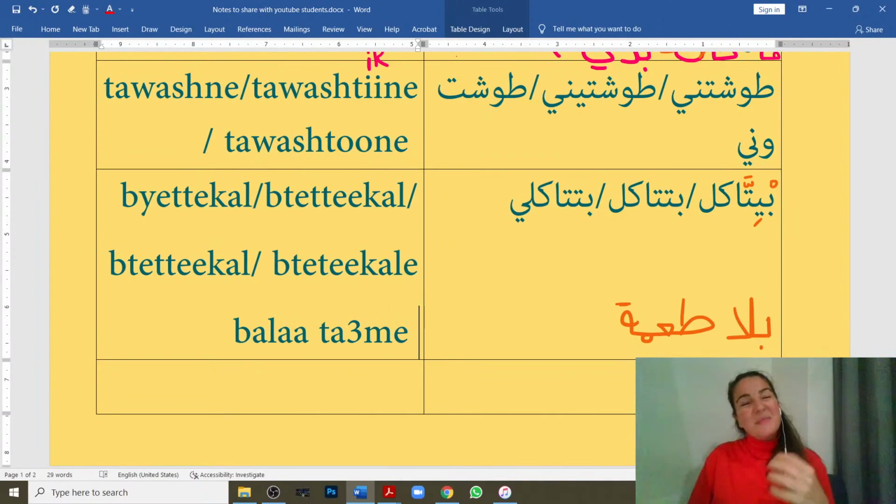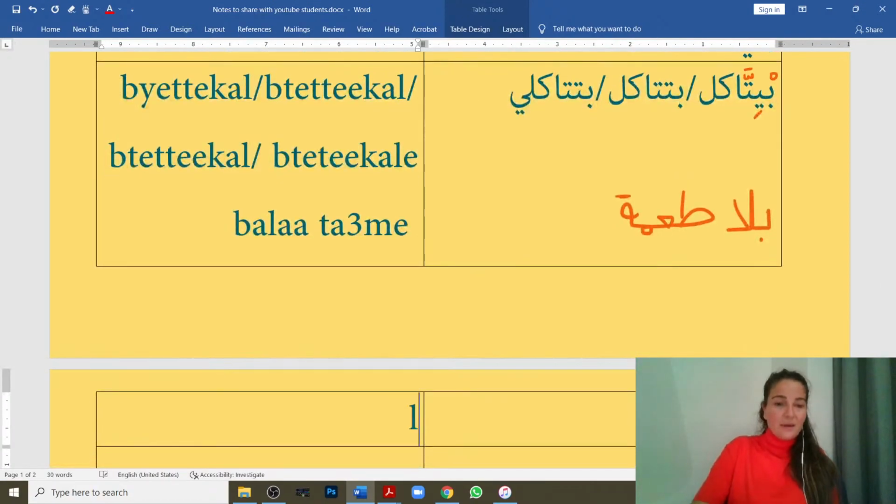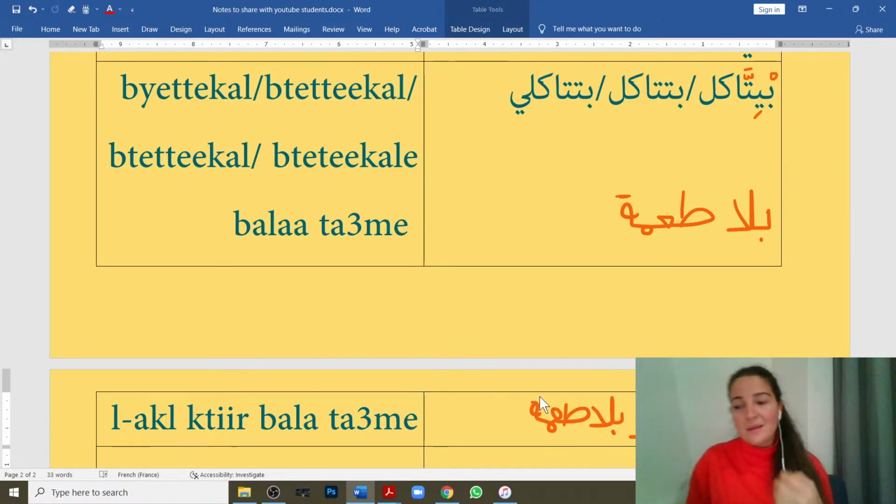But also when something is not tasty as well, I can say بلا طعمة. For example, الأكل, the food, كتير بلا طعمة. The food is very without taste or without flavor, which means it's so not tasty. بلا طعمة. الأكل كتير بلا طعمة. Okay? Now also we use this not in the literal meaning.